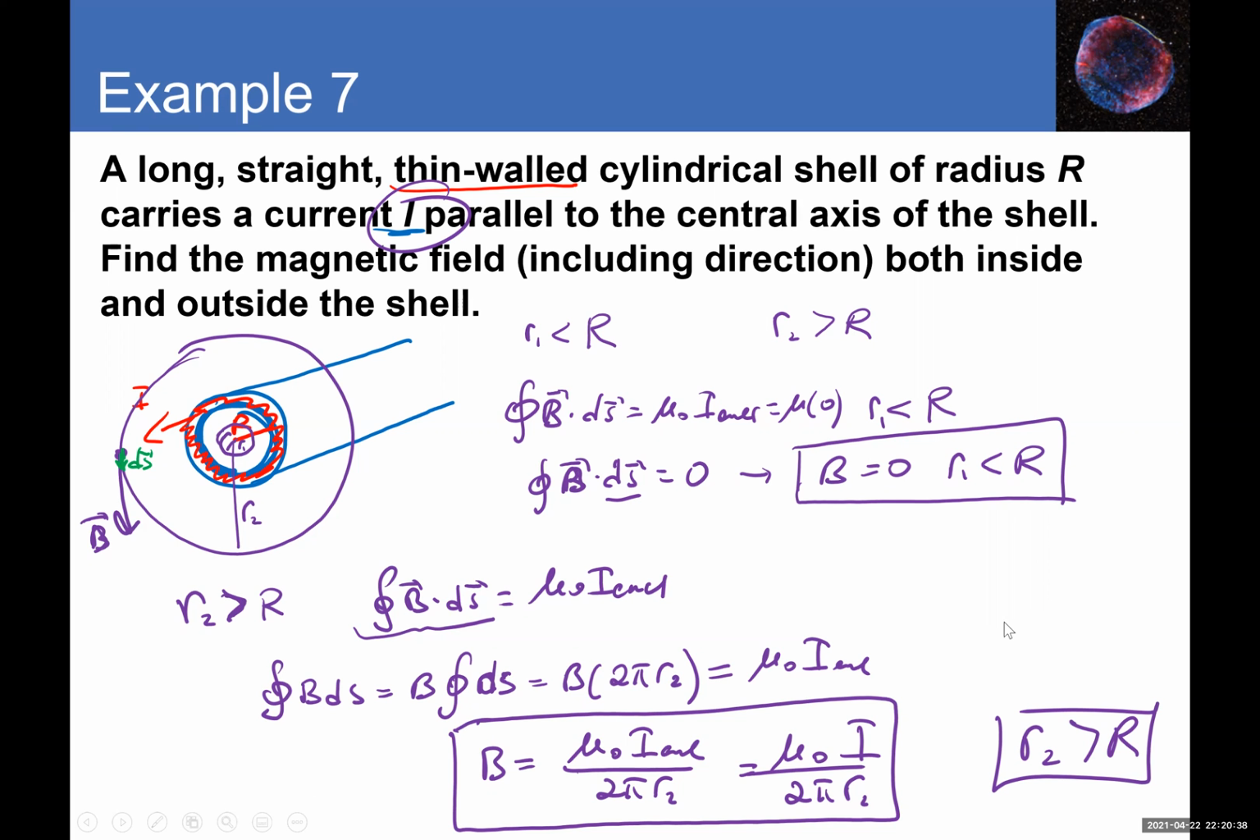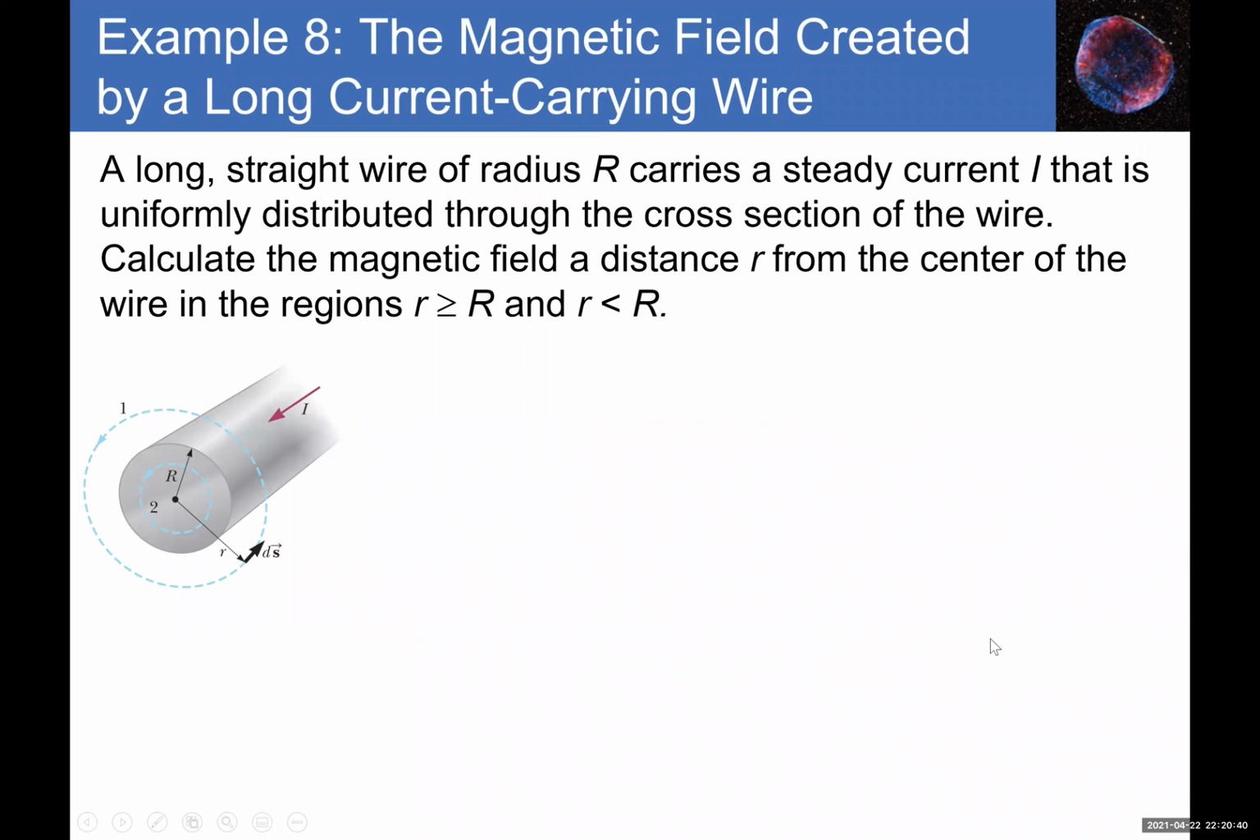All right. Let's look at another example where we're not dealing with the shell, but with a solid wire. We have a long straight wire of radius r that carries a steady current I, uniformly distributed throughout the cross section of the wire. We want to calculate the magnetic field at a distance r from the center of the wire.